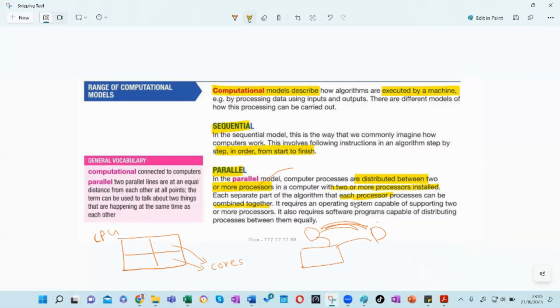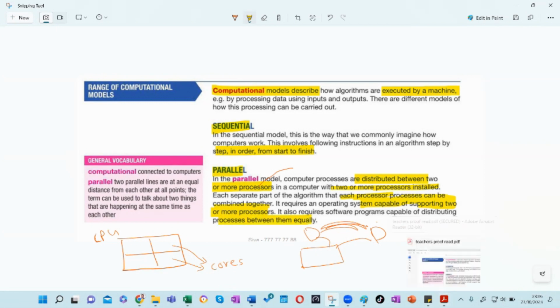It requires an operating system capable of supporting two or more processes, right? So it is the operating system which supports this dividing of the tasks among the cores, not the hardware processors. It also requires software programs capable of distributing the process between them equally.